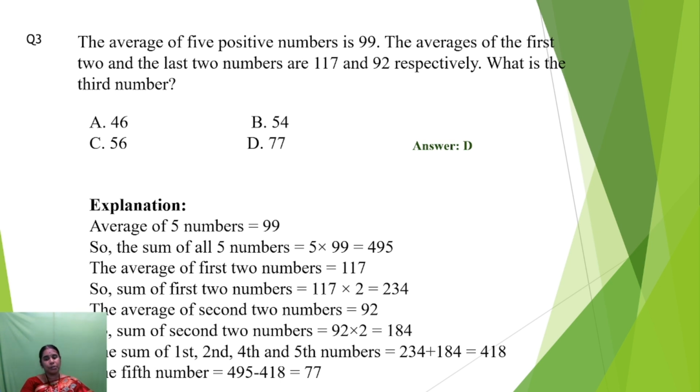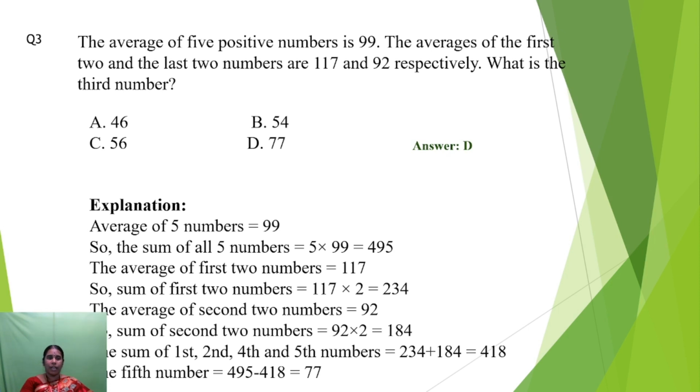The average of the first two numbers is 117, so the sum of the first two numbers is 117 into 2, which is 234. And the average of the last two numbers is 92, they have given. So the sum of the last two numbers is 92 into 2, which is 184. So we get the sum of the 1st, 2nd, 4th and 5th numbers. On adding this, we get 418. We know that the third number is the sum of 5 numbers minus the sum of 4 numbers. On subtracting, we get 77, which is in our option D.